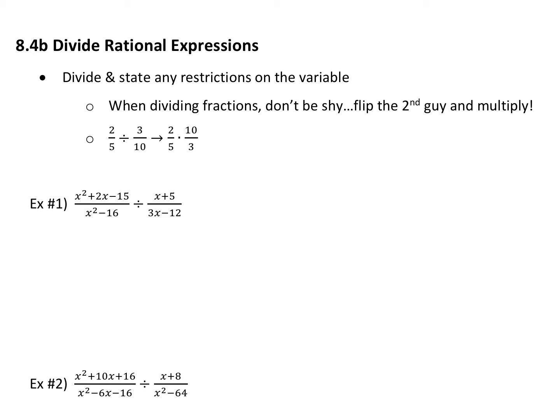8.4b. So we did multiplication, right? And in multiplication, we factored, found our restrictions, and then started slashing things away until we couldn't anymore and got our answer, okay? Division is very, very similar. The only thing is this little statement right here.